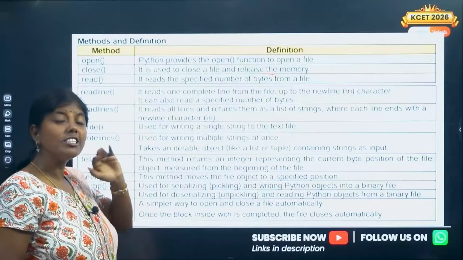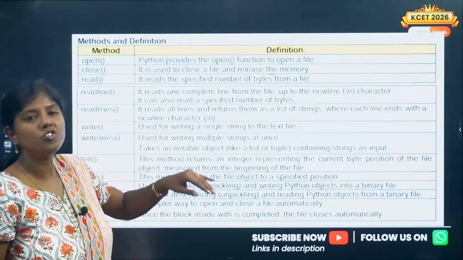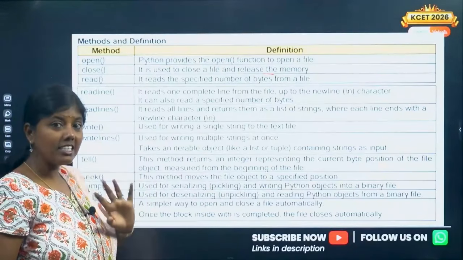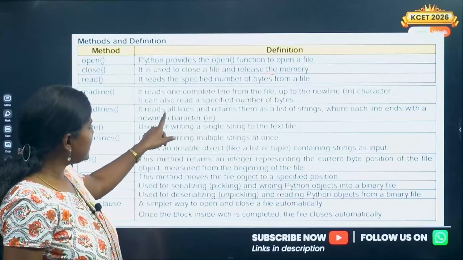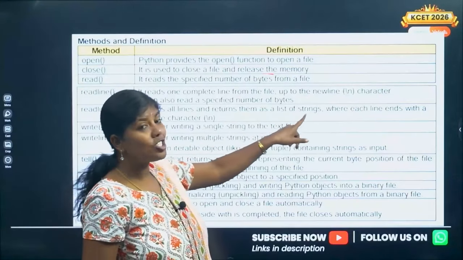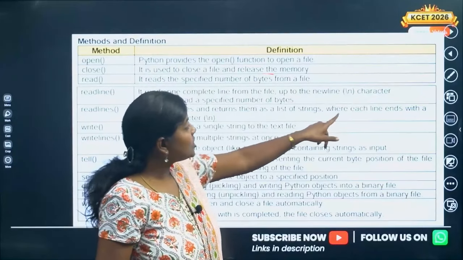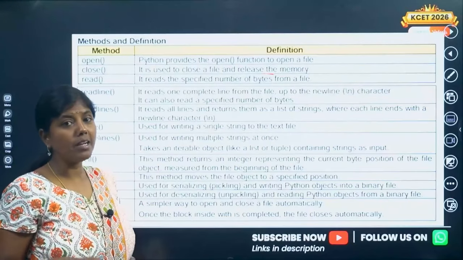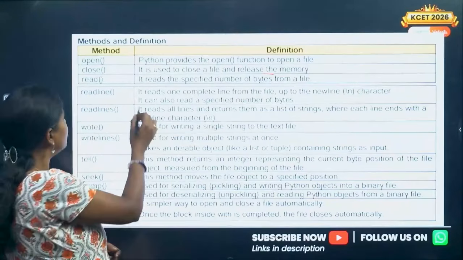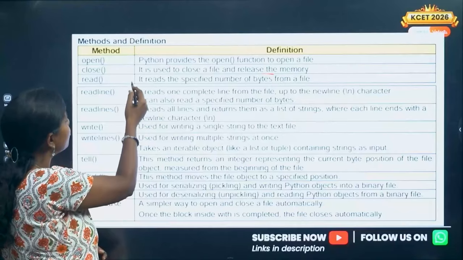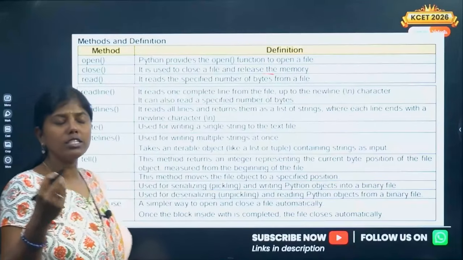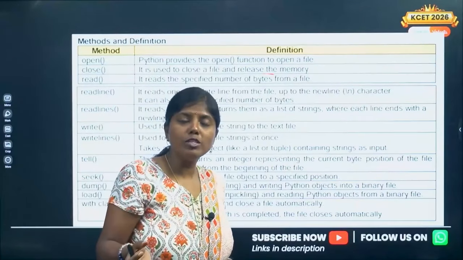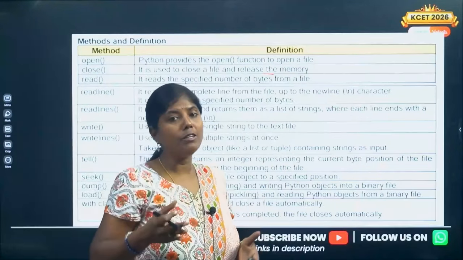The readlines function returns a list. It reads all the lines and returns them as a list of strings, where each ends with a newline character. Keep that in mind. If you give a negative argument to read or readline, or no argument at all, then the complete file will be read.